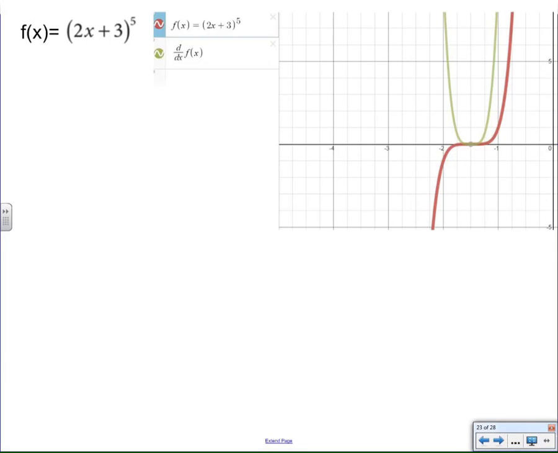Hello. This lesson we're going to focus on another shortcut for taking derivatives. It's called the chain rule. And in class we discuss a lot about the reasoning behind this, but the purpose of this video is primarily to focus on just the method itself.